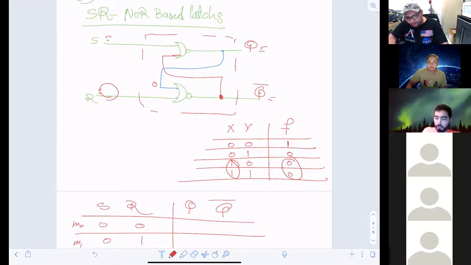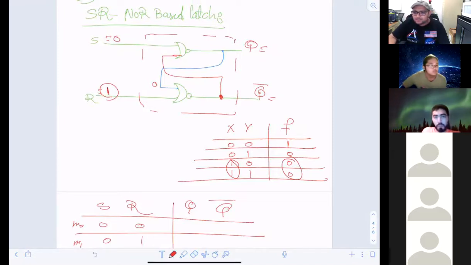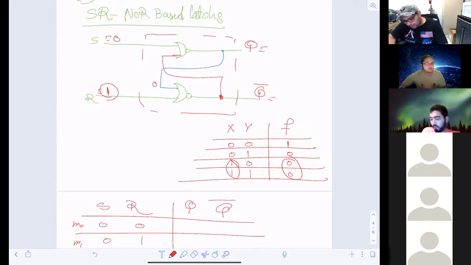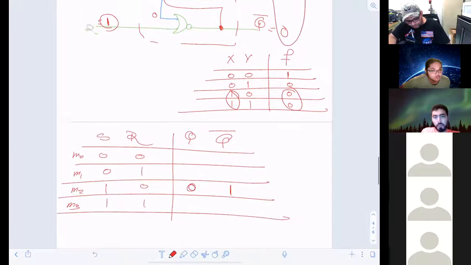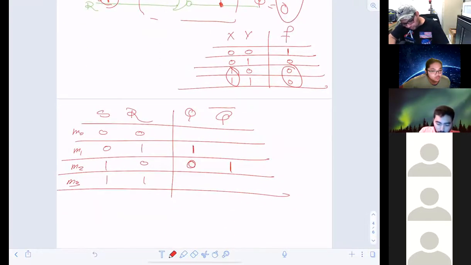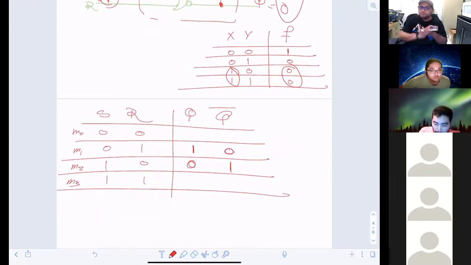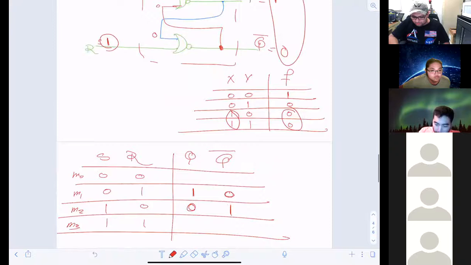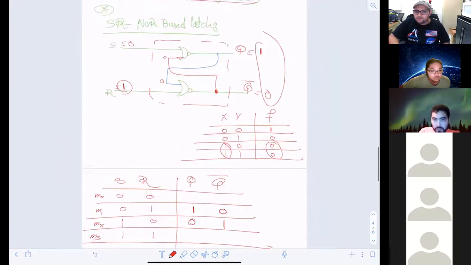Then if I reset, I don't set, right? So the situation will be moving. If there is a one here, the output is going to be zero, that zero will be here, zero and zero, it will be one. So they're going to be flipped here. We finish the first one. Everybody following me? It looks perfect, right?